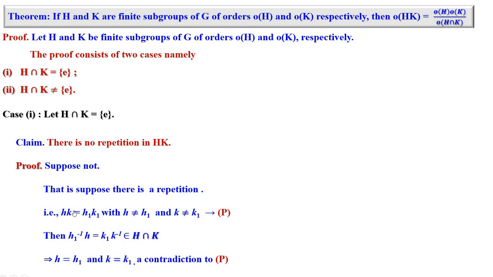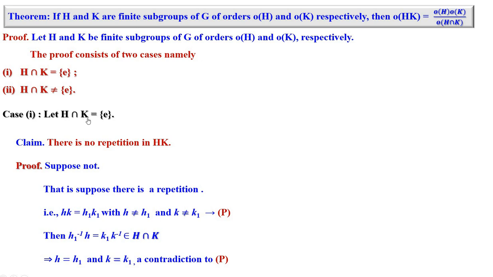Now, we'll pre-multiply both sides by H1 inverse and post-multiply both sides by K inverse. Then we get this. In this, H and H1 inverse are present in H, and here K1 and K inverse are present in K. So this as such is in H, but being equal to this, it is therefore present in K. And in the same way, this one as such is present in K, and being equal to this it must be present in H. So that is why we say that these two are in H intersection K.